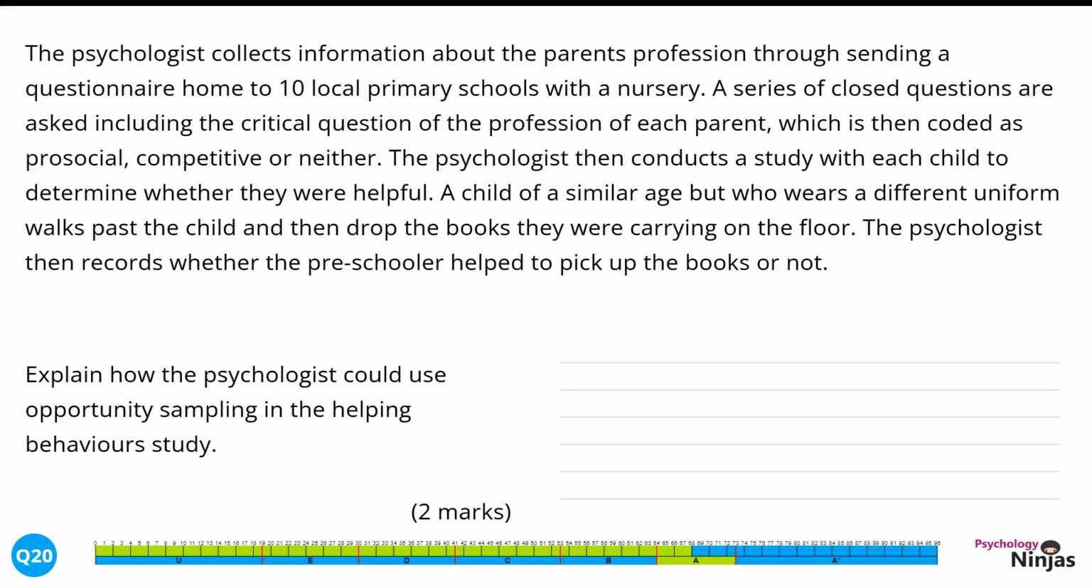Explain how the psychologist could use opportunity sampling in the helping behaviours study, 2 marks. This question has the command word explain, which is asking us to give detail and extension within our discussion. It has some assumed psychological knowledge in that we understand what opportunity sampling is. And this question is focused on how we would conduct that sample.